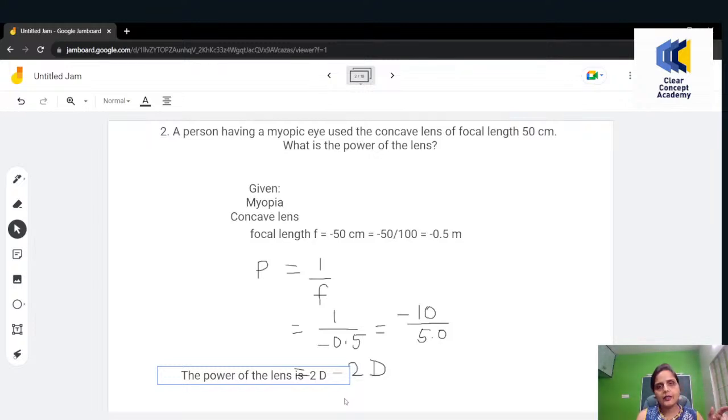Again, you must have that correlation fixed in your brain: if it is the myopic eye, the lens used is a concave lens. If it is a concave lens, the focal length has to be negative. If the focal length is negative, then the power of the lens has to be negative. And while calculating power of the lens, you must express the focal length in SI unit, that is in meters.